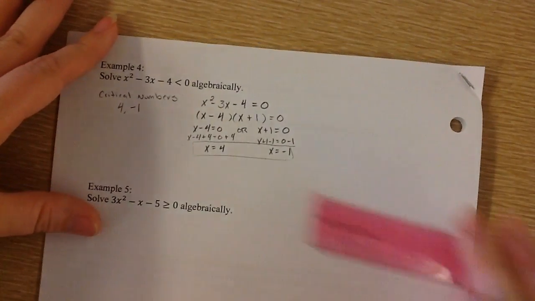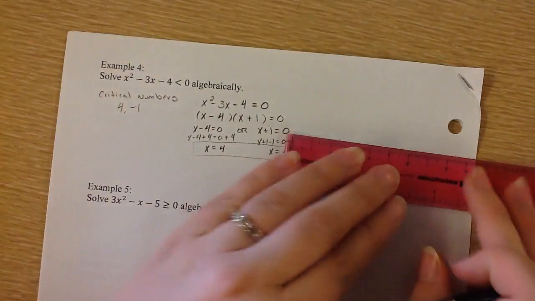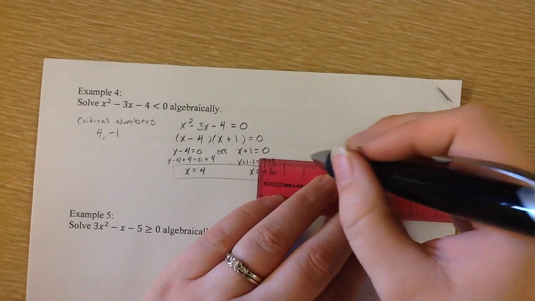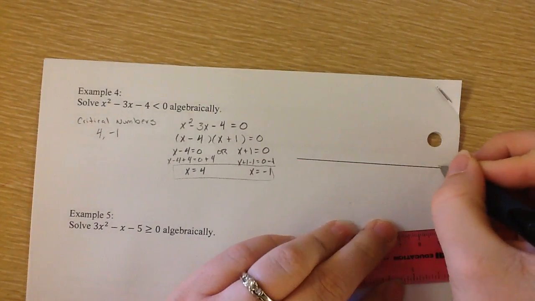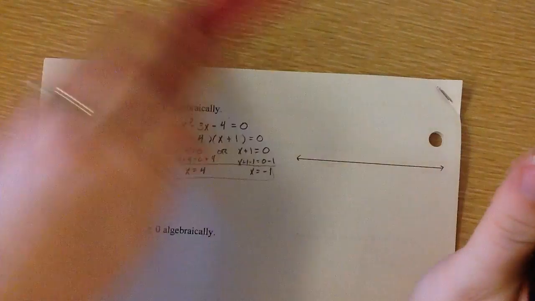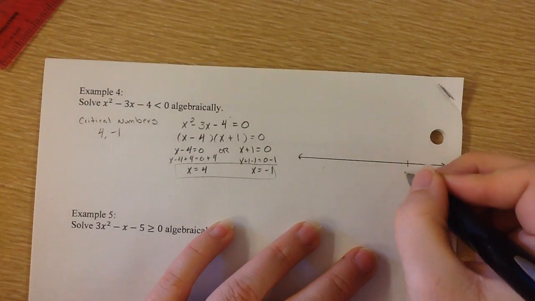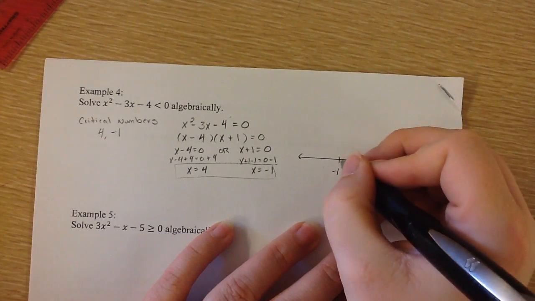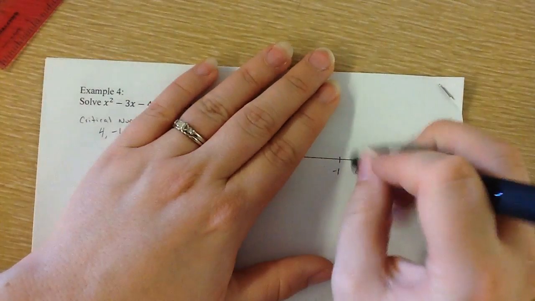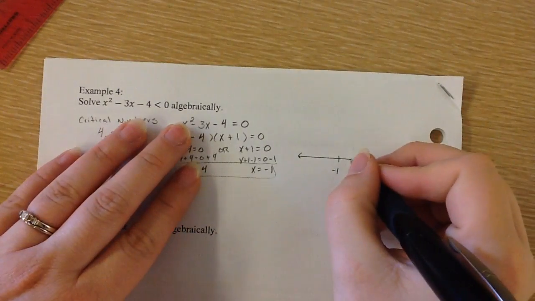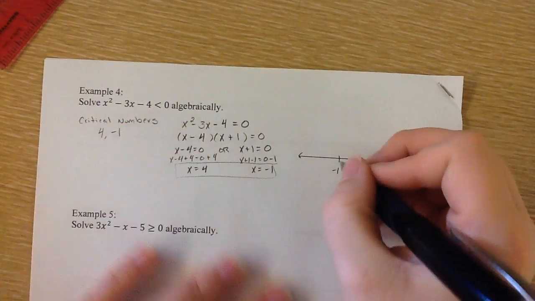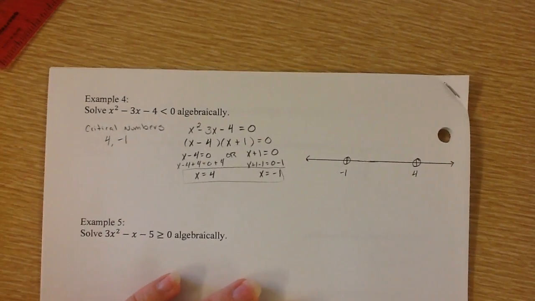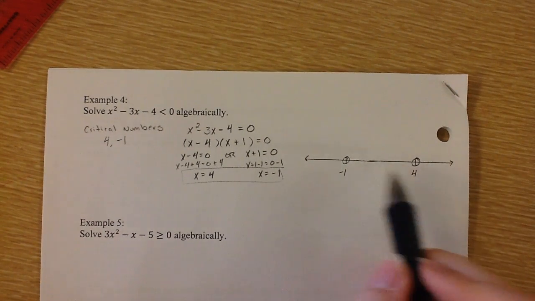So now I create what's called a sign graph. I just create a number line. I'm going to create a number line over here, and I'm going to put those critical numbers on that number line. So here's 4, here's negative 1, so 0 would be right about there. Let's just go ahead and put our critical numbers. Let's ignore 0 for now. So there's my critical numbers. We're 0 right there, and we're 0 right there. So these are the numbers that make it 0.